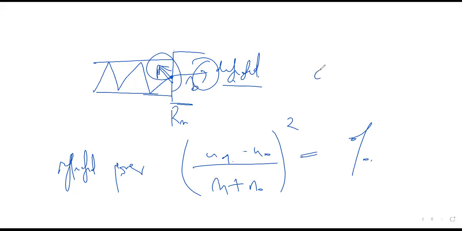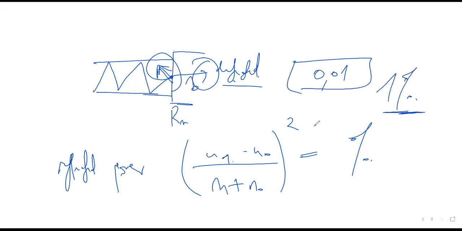If my value is 0.01, what is this? 1%. You find the values are very, very small, and so it is usually given as a percentage.